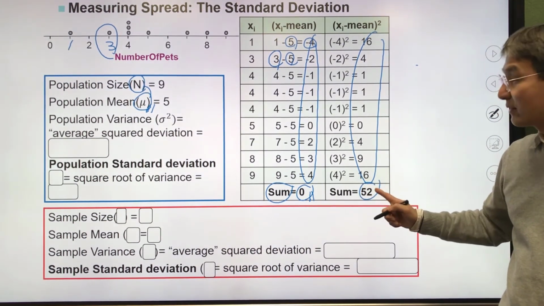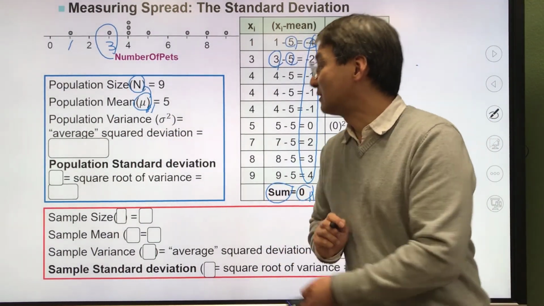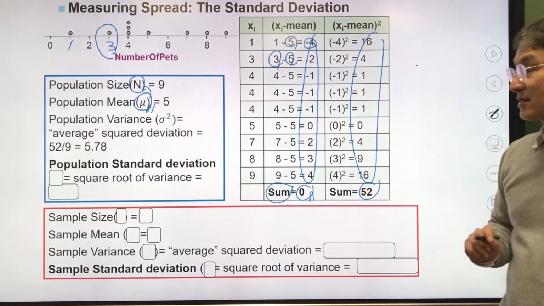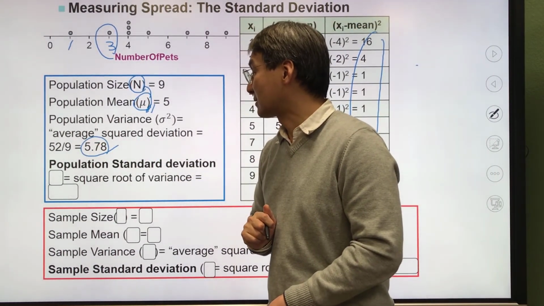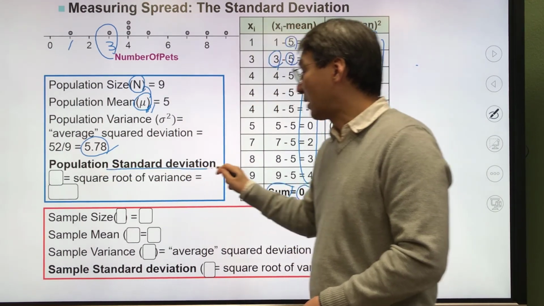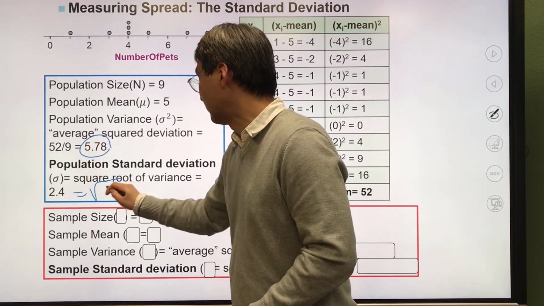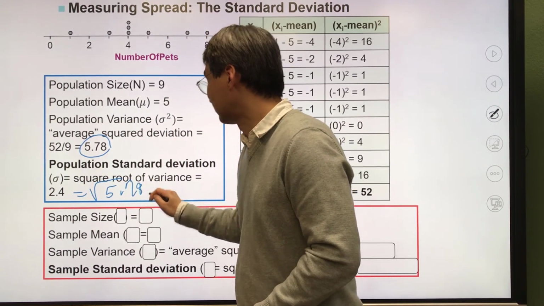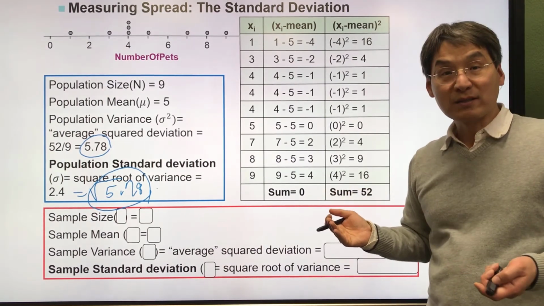Okay, with this number, we can calculate variance. We divide this number by 9, and this is the variance, the population variance. So how about the population standard deviation? This is the variance, and this is the square root of 5.78. Good. So I assume that this data set is a population.